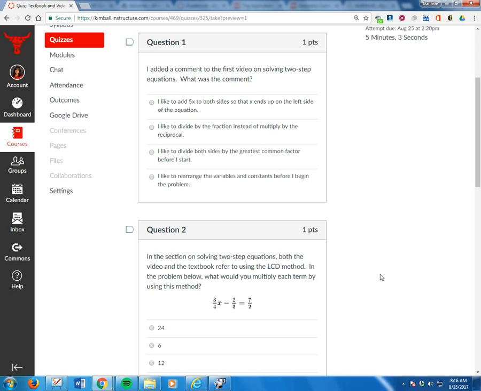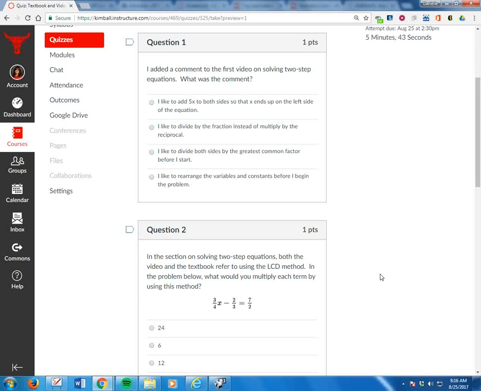You don't have to, and as you get better with math, you'll be able to move it around pretty easily. But for you guys, it would be helpful to just try and keep your variables on the left and your constants on the right. Not a requirement, but just a helpful hint. Okay, number 2, in the section on solving two-step equations, both the video and the textbook refer to using the least common denominator method. So if you use that method in the problem below, what would you multiply each term by? Any idea? 12. Does everybody understand that method?